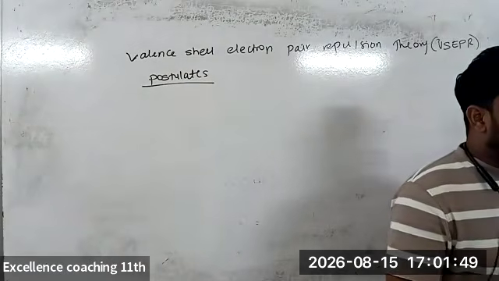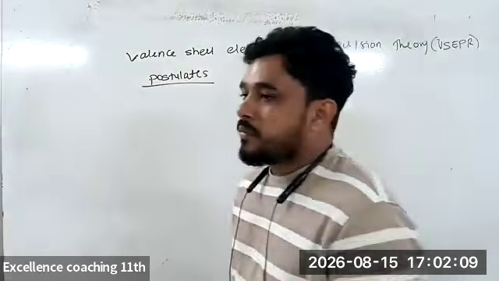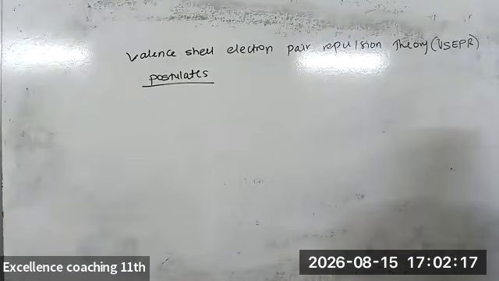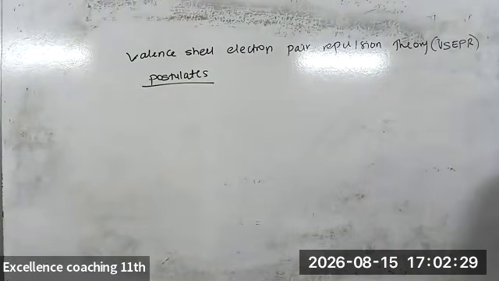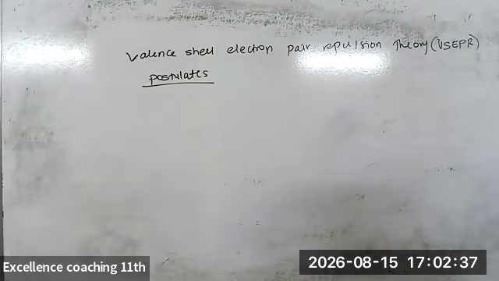The fourth postulate: the valence shell is taken as a sphere, with the electron pairs localizing on the spherical surface at maximum distance from one another.